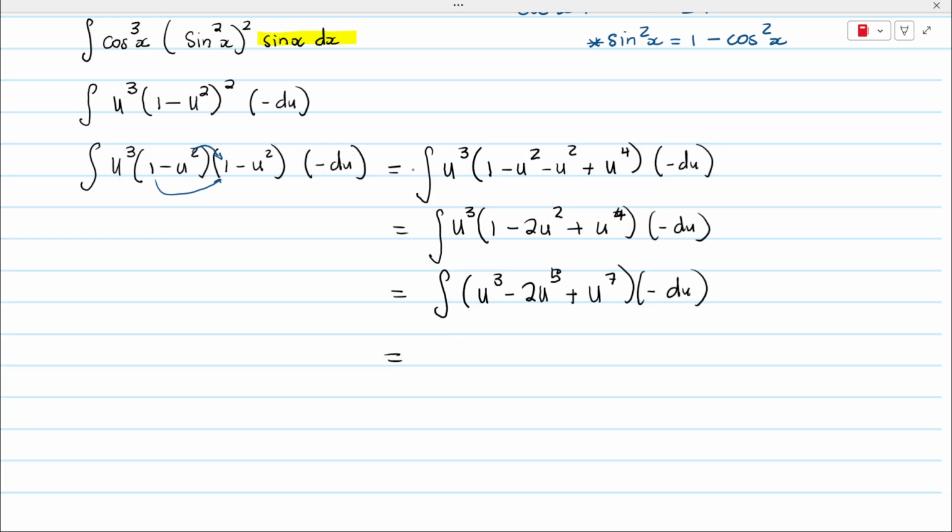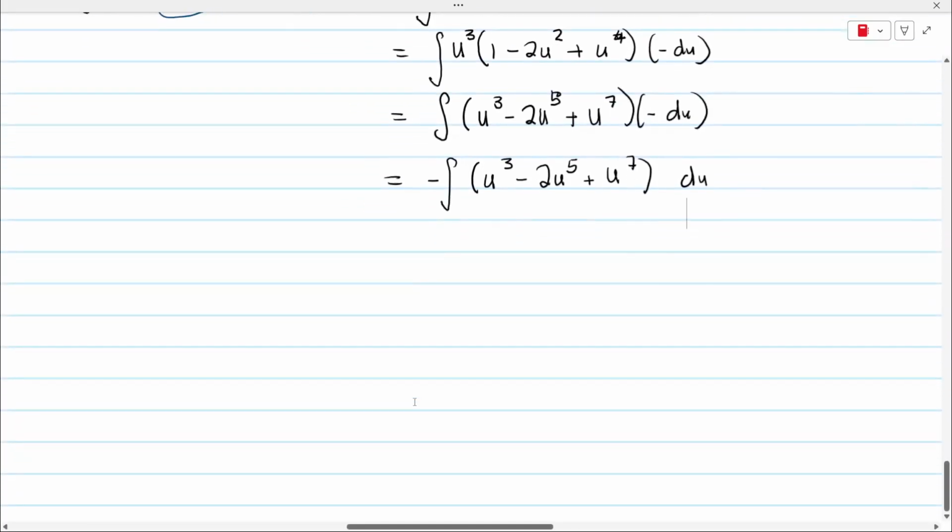I could have done this before, but I like to do one thing at a time so that I'm able to not make mistakes and see where the problem was, if there is a problem. So this becomes negative, then put back the integration sign. This will be u exponent 3 minus 2u exponent 5 plus u exponent 7, close bracket, then du. So now everything is expressed in terms of u.